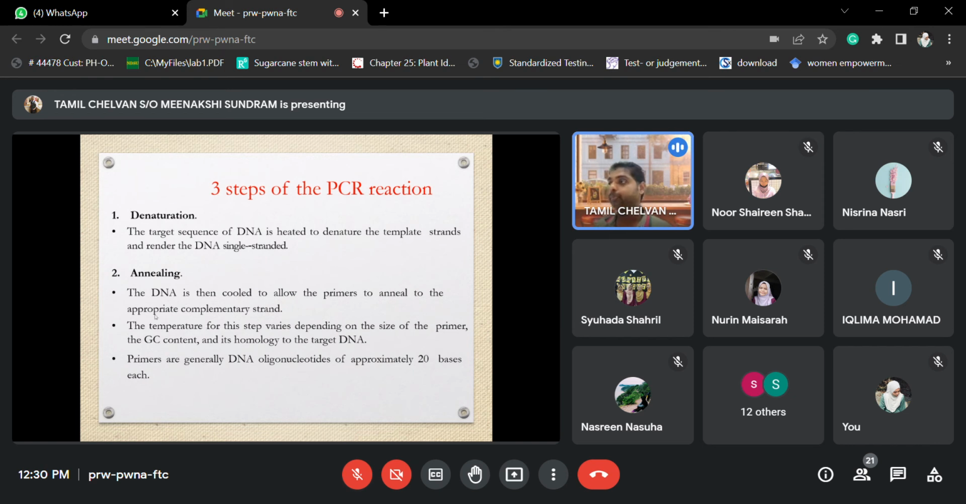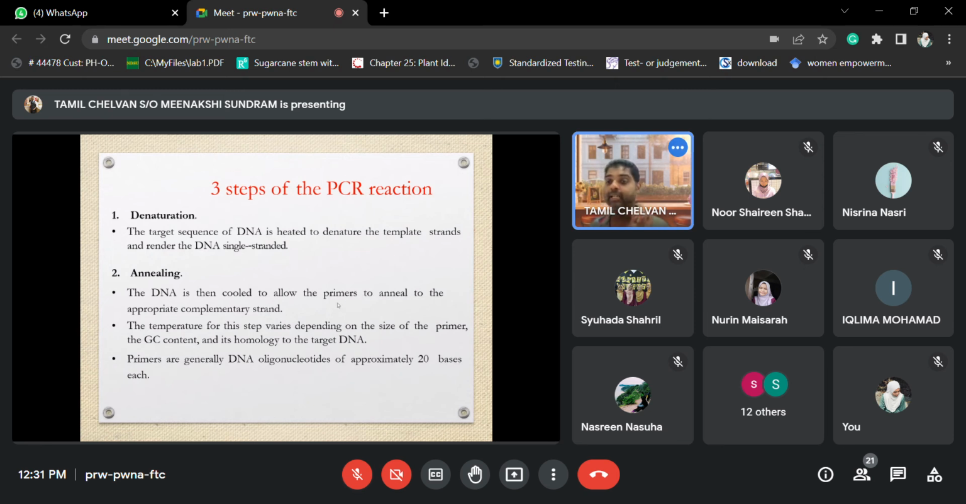The DNA at the appropriate complementary strand. So dia jadi 2. You jangan temperature dia tak boleh tinggi sangat. You nak attach primer je. So primer punya annealing temperature je. So dia akan ada primer kat sini satu, lepas tu lagi satu pun kat bawah ni. So dia akan boleh primer tu melekat. Okay. The temperature for these steps varies depending on the size of the primer, the GC content and its homology to the target DNA. Primers are generally DNA oligonucleotides of approximately 20 bases each.